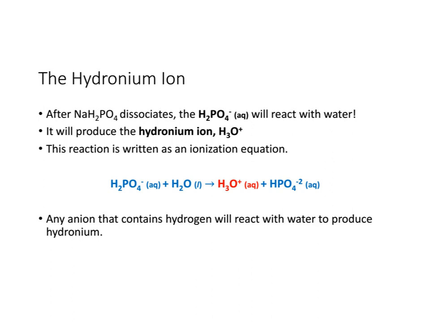So let's go back to dihydrogen phosphate for a minute, H2PO4. Right? It will react with water to produce our hydronium ion. So here we have a reaction.